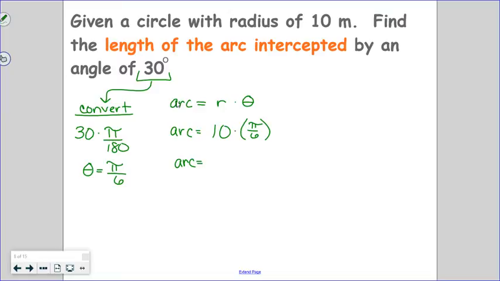Okay, go ahead and type that in your calculator. Round to your nearest tenth. 180, divide. The 180 is in the bottom, so under that bar means to divide by 180. Seth, can you type that in? 10 times pi over 6 and round to your nearest tenth?